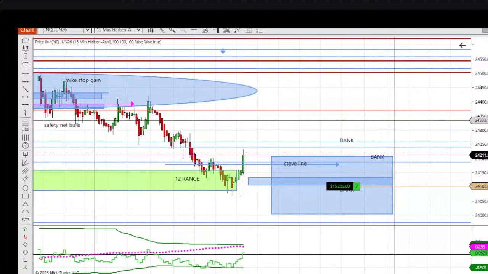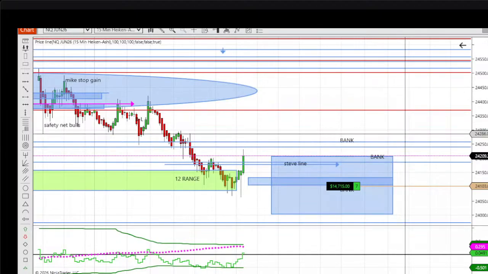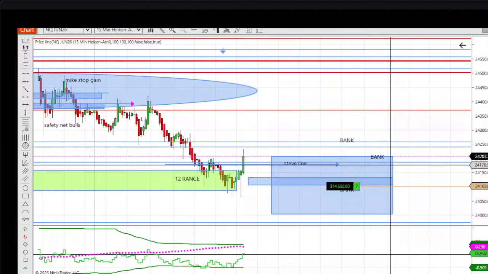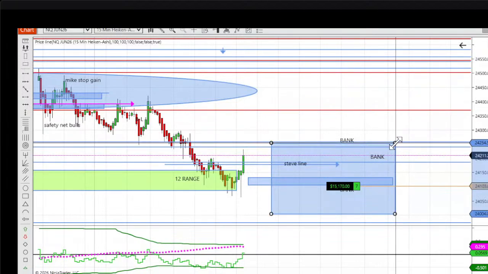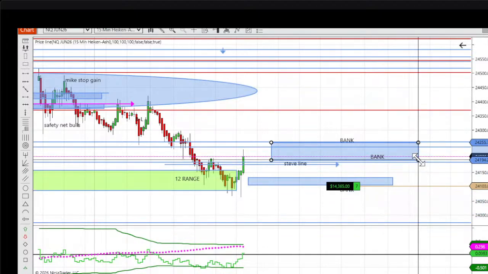Lower and higher. Lower bank level, higher bank level. And the other bank level is way at the bottom down there now. So they've got rid of this. They've pretty much got rid of the box. So now they're doing this. Here and here.